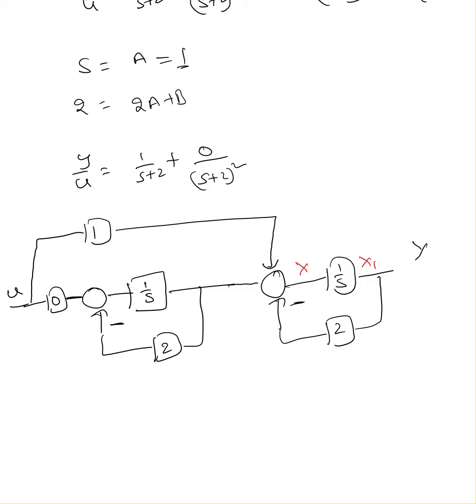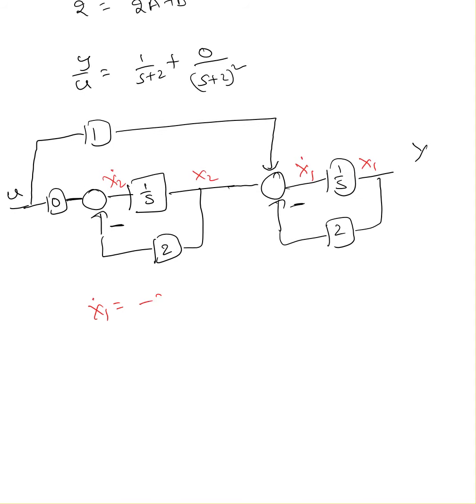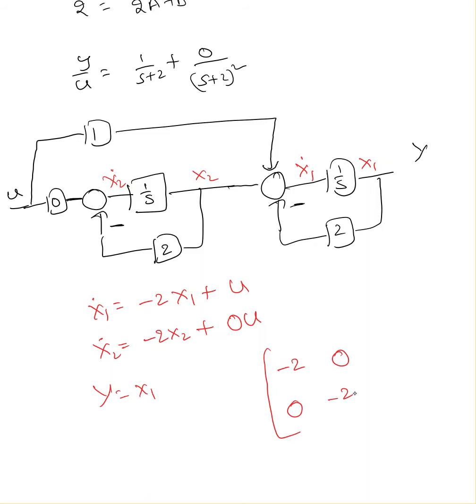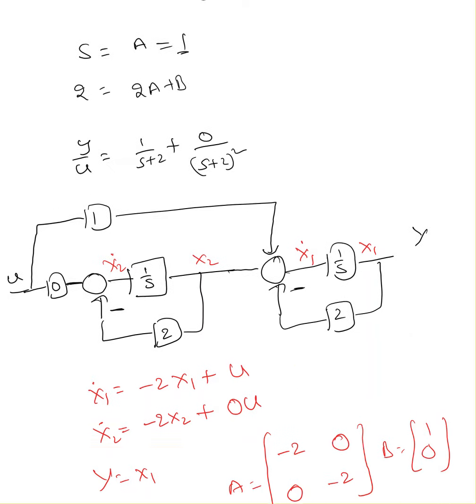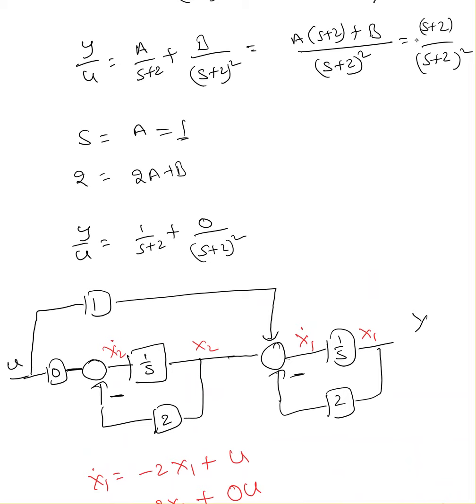Now I have two state variables, x1 dot, x2 dot. So what is my x1 dot? X1 dot equal to minus 2x1 plus u, and x2 dot equal to minus 2x2 plus 0u, and y equal to x1. So basically I'll end up with minus 2 0 0 minus 2. That's my A, and B equal to 1 0, and C equal to 1 0, and D equal to 0. Okay, so if you have a repeated pole and pole zero cancellation, the important thing we learned is that you should never cancel the pole zero.